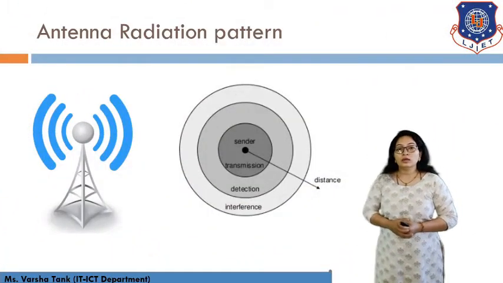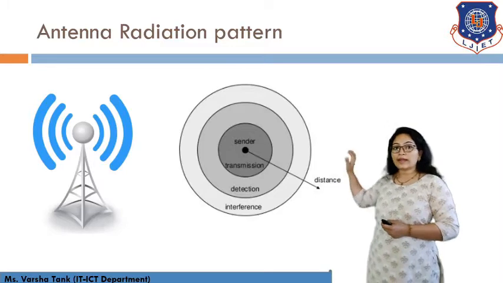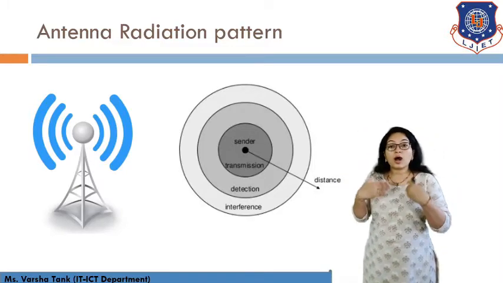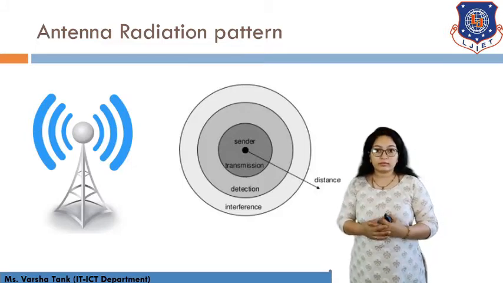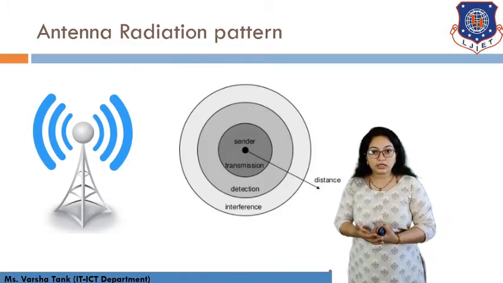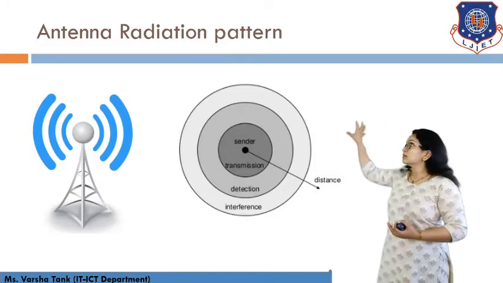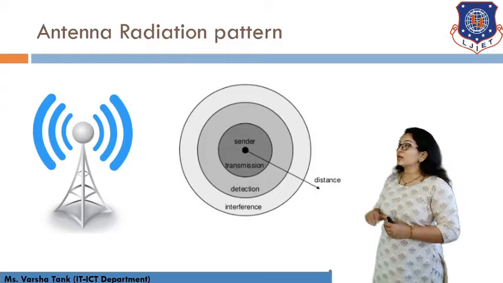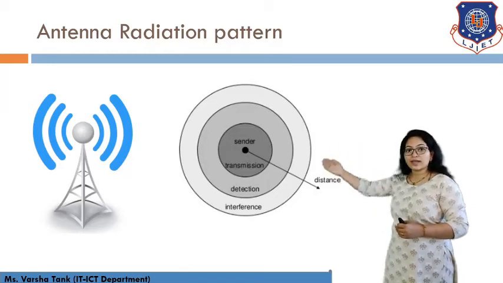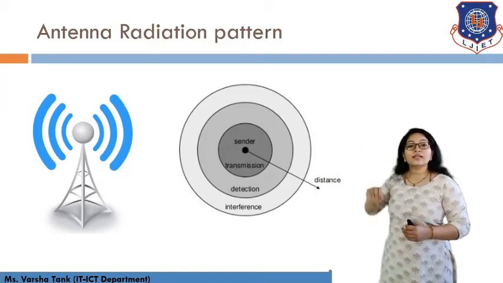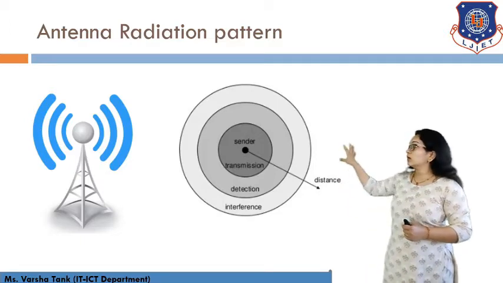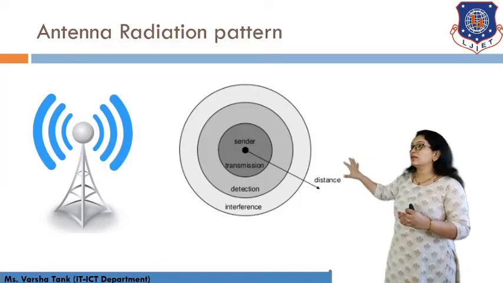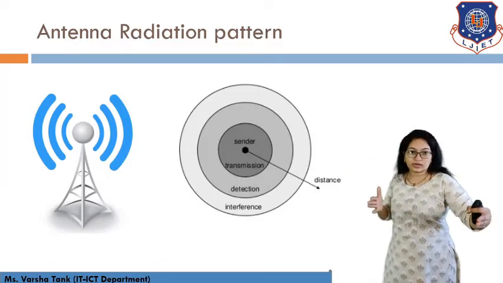Okay, now in the cellular network, we are talking about the antenna. So how will the antenna radiate that signal? This topic is about the antenna radiation pattern. Here you can see this is an antenna and this is what a radiation pattern. We can define this as a radiation range.